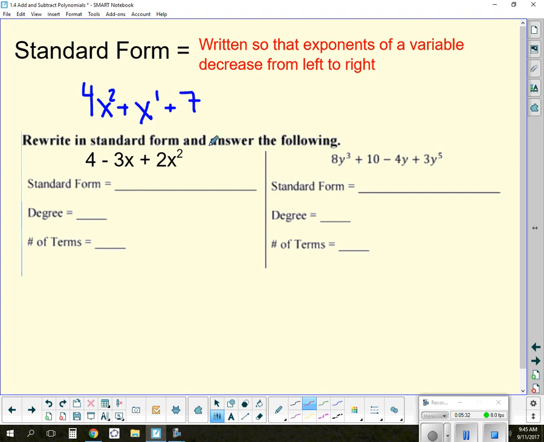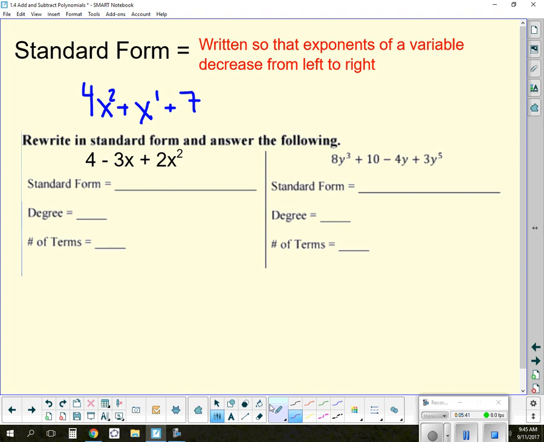Okay, example: rewrite in standard form and answer the following. You need to write that first example in. I don't think it's in your notes. So again, just pause the video whenever you need to write stuff down if it's going too fast.